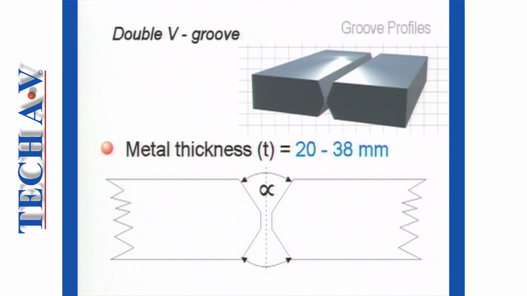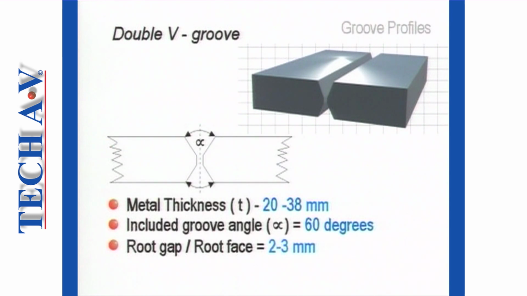A double V-groove would most likely be prepared when joining metal that is between 20 and 38 mm thick. Included groove angle, root gap, and root face are the same as for the single V preparation. This preparation is intended for welding on both sides.